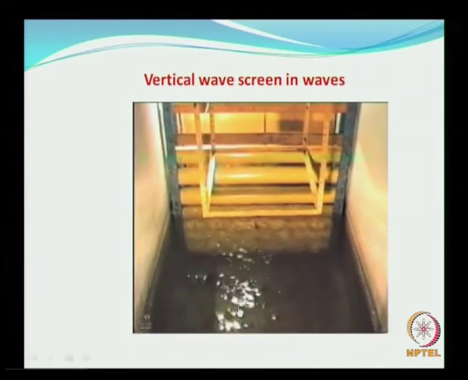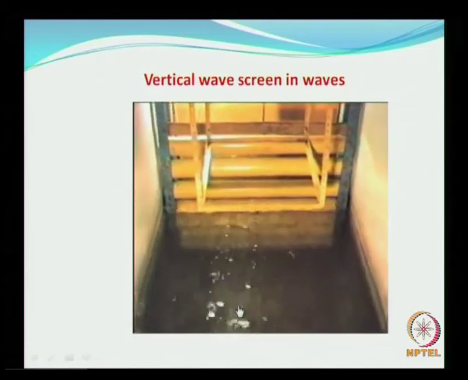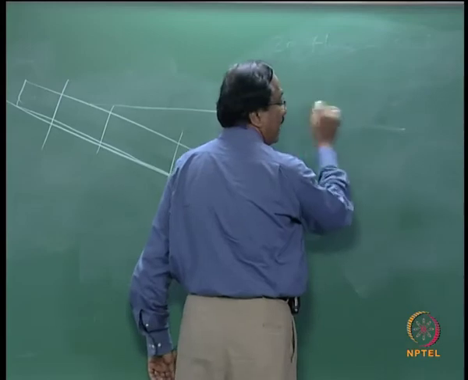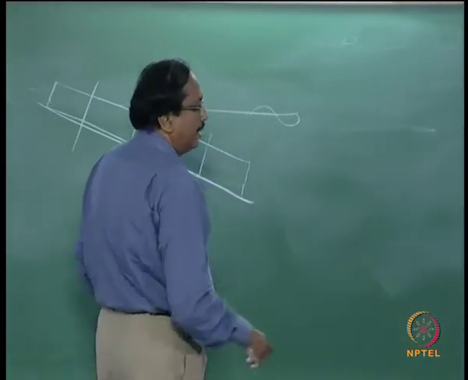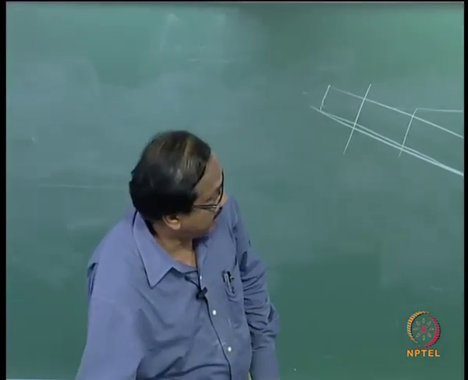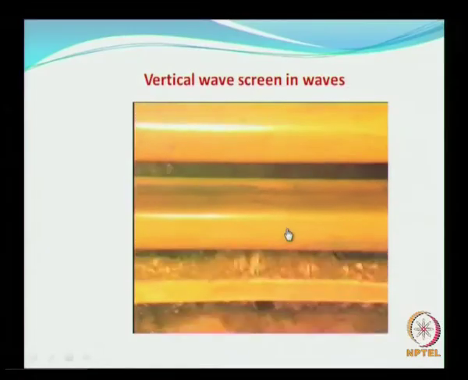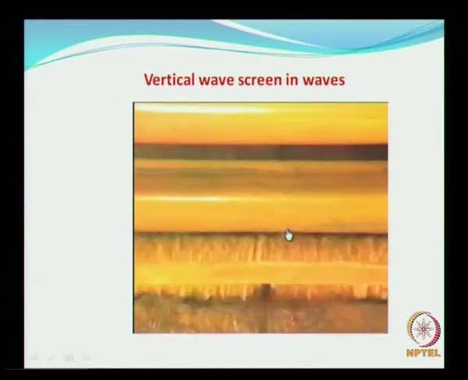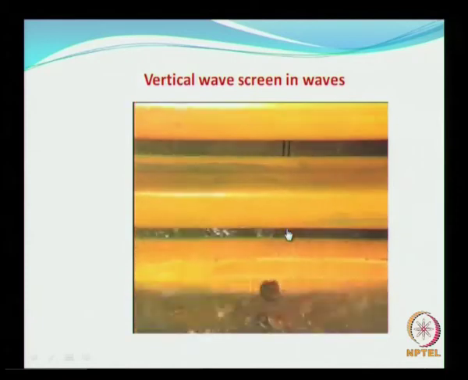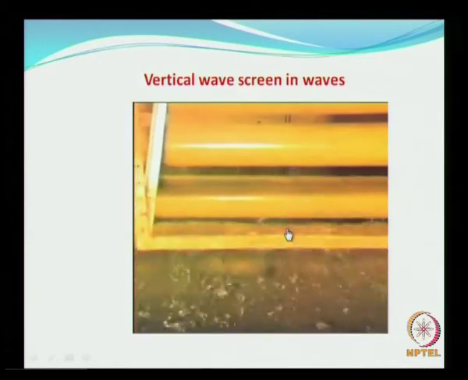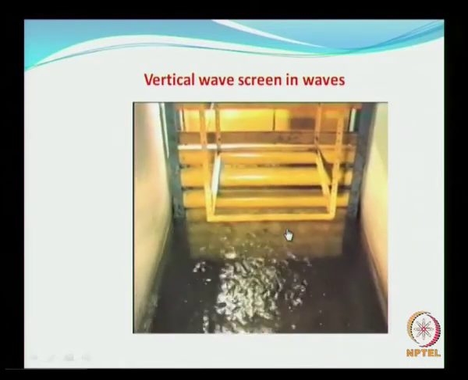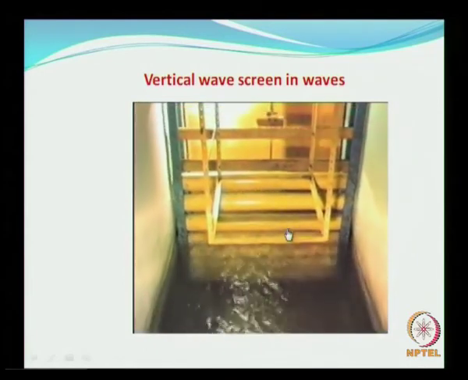This is yet another experiment wherein you have a vertical, see earlier you had a floating breakwater with pipes, now you have a vertical breakwater with the pipes in between. So you see the holes, the gap between the pipes, but behind it you have a vertical wall. When you have a vertical wall, the pressures exerted by the vertical walls are high, because of which the forces exerted on the vertical wall can be higher.